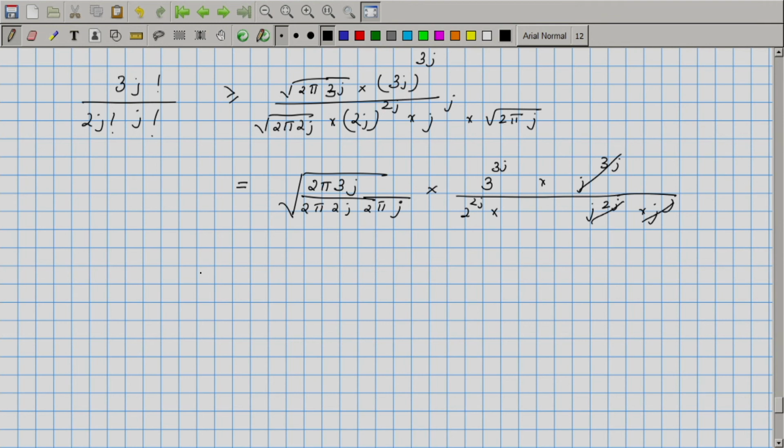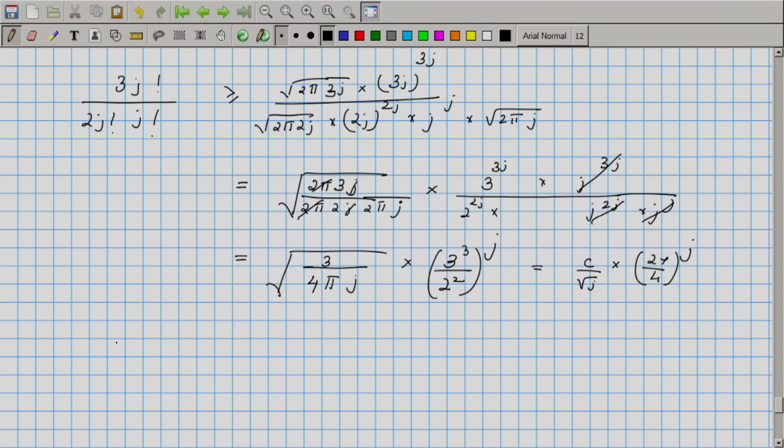So, I will get this to be equal to root 3 by 4 pi j times (3^3 by 2^2) the whole raised to j. Okay. So, this I can write as some constant divided by root j times (27/4)^j.